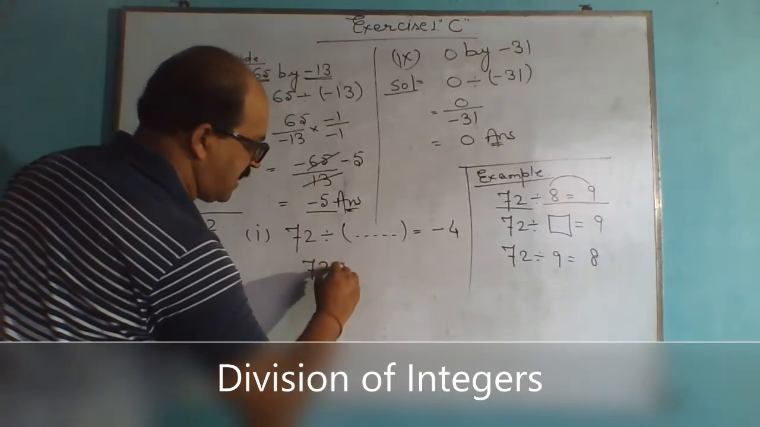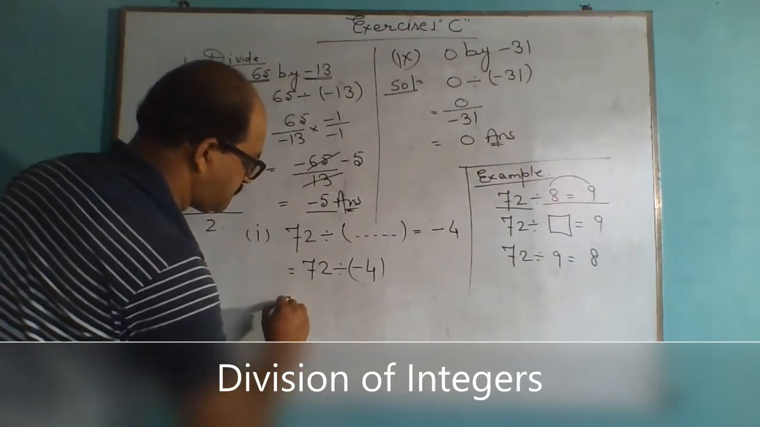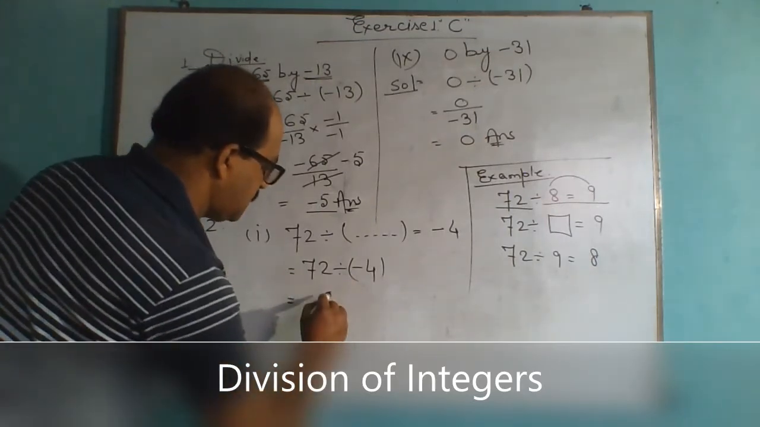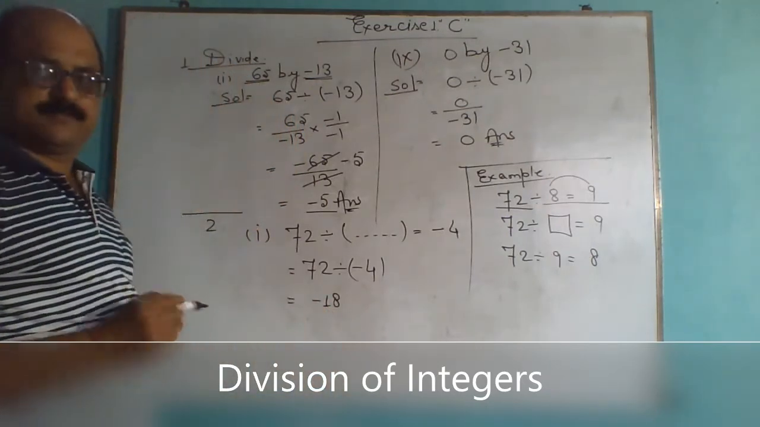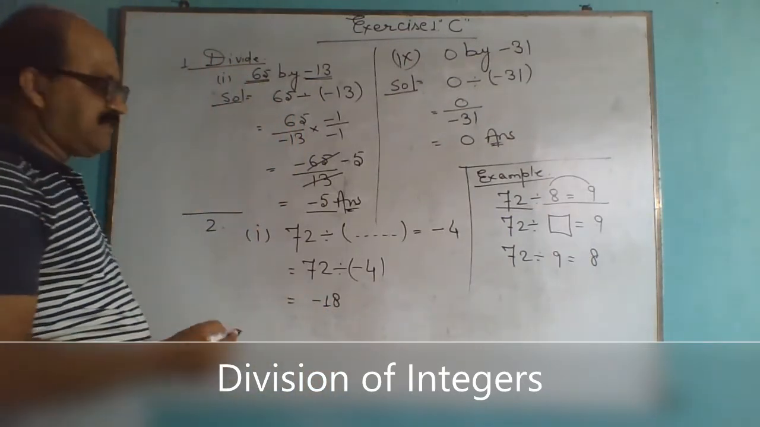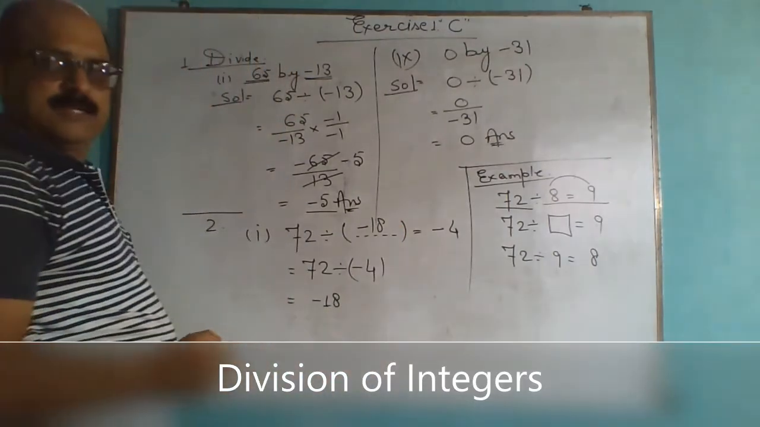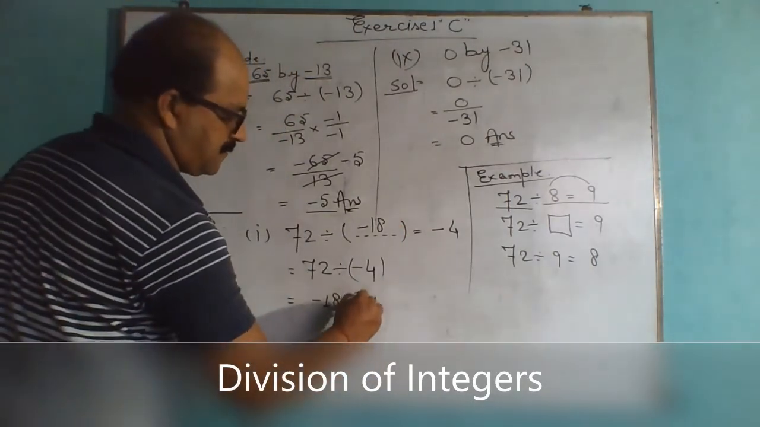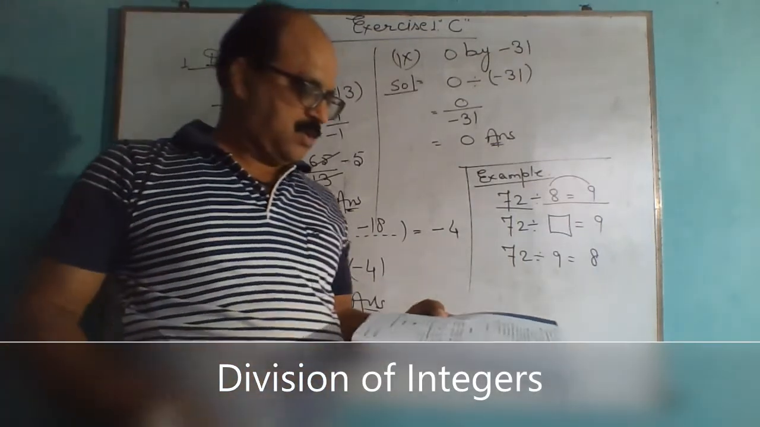72 is divided by minus 4, we obtain 18, but in negative. 18 is a negative integer. Our answer will be minus 18. This is the answer. Like all these questions, you can do so.